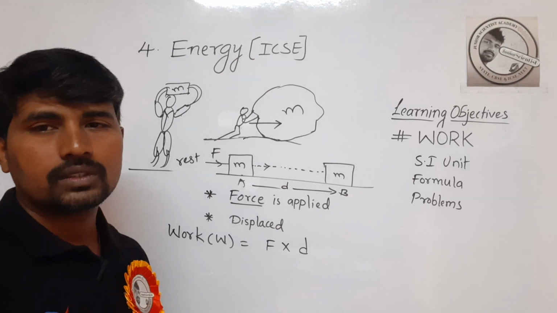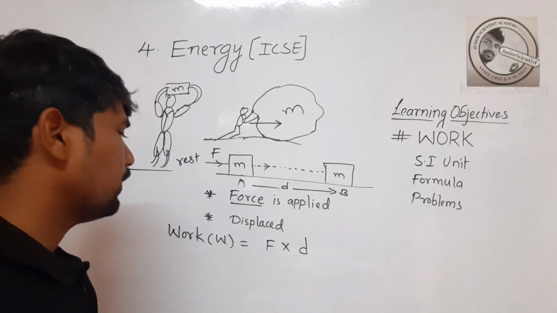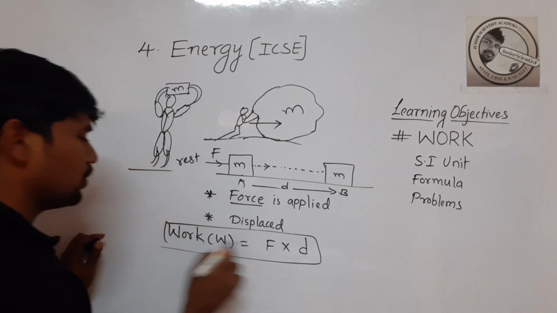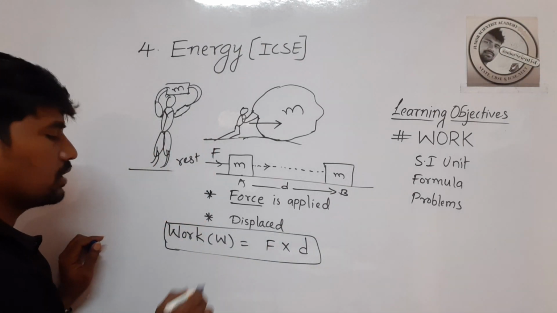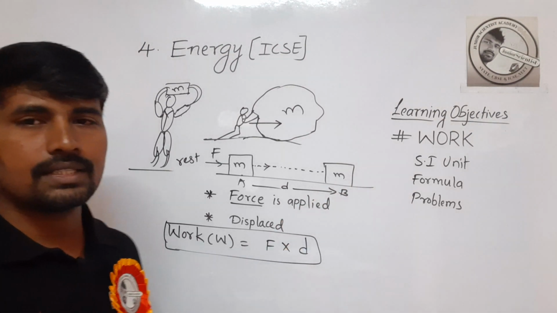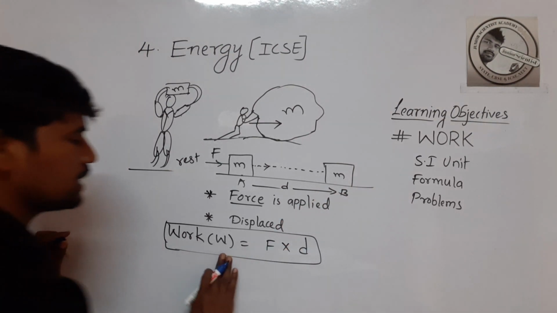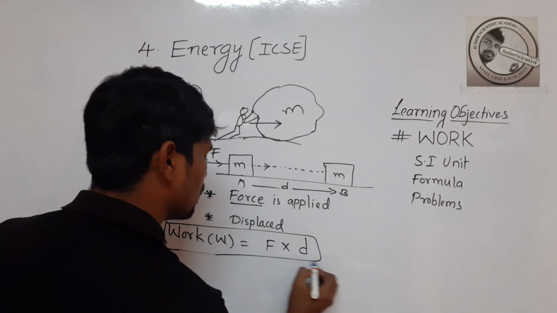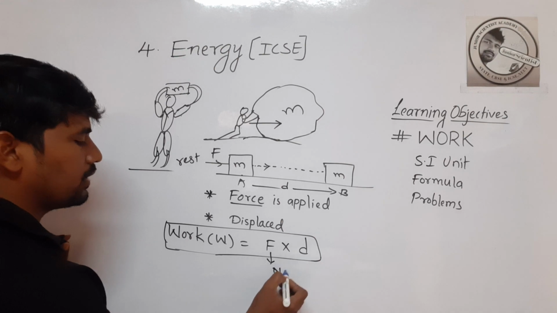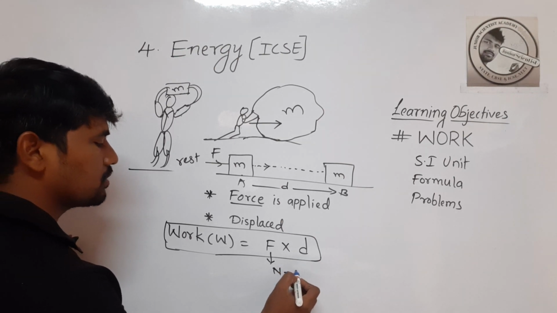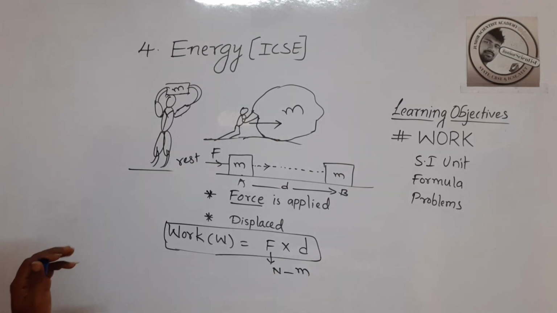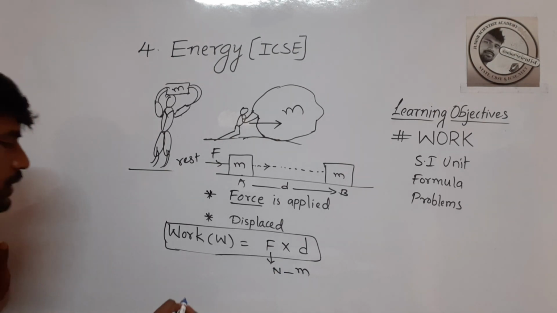Okay, you can write. F into D is the formula, force into displacement. Then formula definition finished. Next, SI unit. Force SI unit is Newton and distance SI unit is meter. Then Newton meter is the SI unit of work.